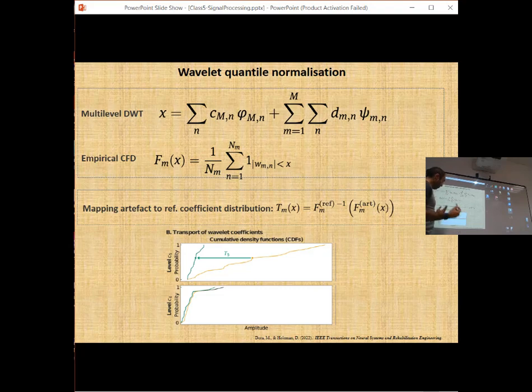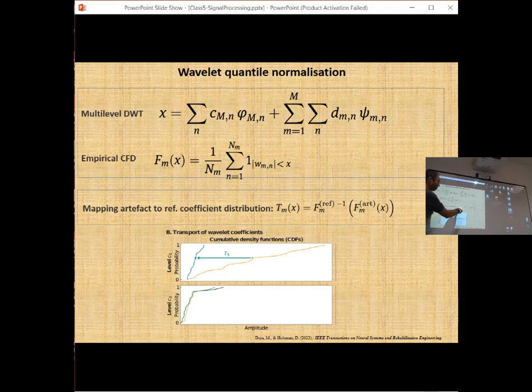So how do you perform your transformation? You look at the coefficient in here, which, if the distribution didn't change much, they should align like this, like what you see here. This is a different level. But for this level, they do not match.